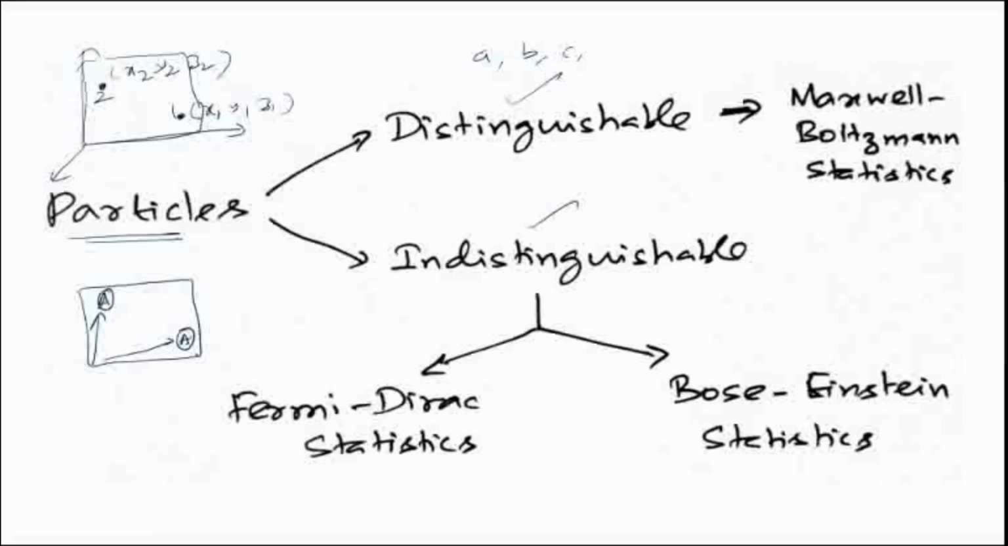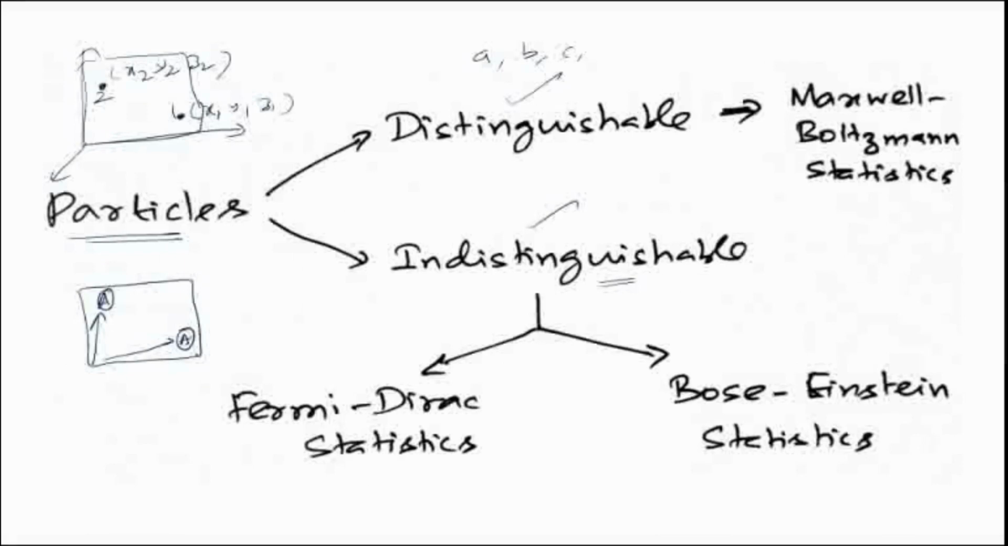But if you take a gas, hydrogen gas for example, in the gaseous state molecules undergo translational motion with very high kinetic energy. Since kinetic energies are very high, it is very difficult to track each individual particle. We cannot distinguish one particle from the other particle.